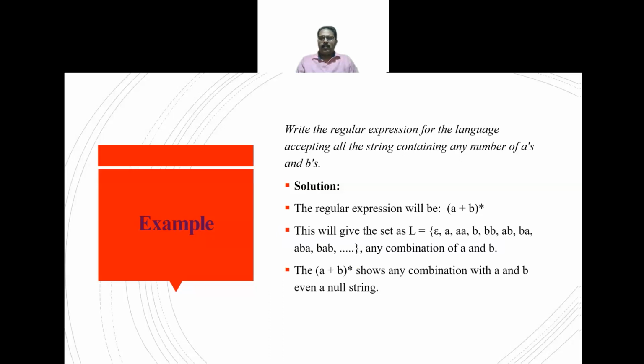For any number we know that it is lean star, zero or more occurrences. But here we have two different alphabets, two symbols A and B. We have to perform the union operation of A and B, A plus B, and then the lean star of A plus B. The regular expression will be (A plus B) star. It gives any combination of A and B. The lean star of A plus B shows any combination of A and B, even a null string. So always keep in mind that the lean star of A plus B shows any combination of A and B, even a null string. Consider another statement.